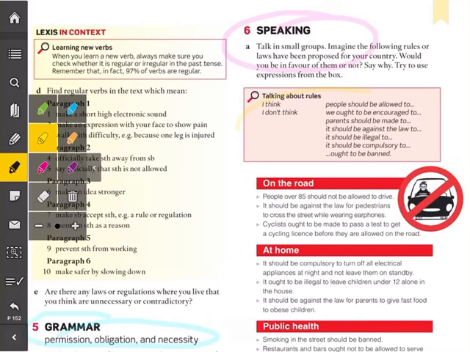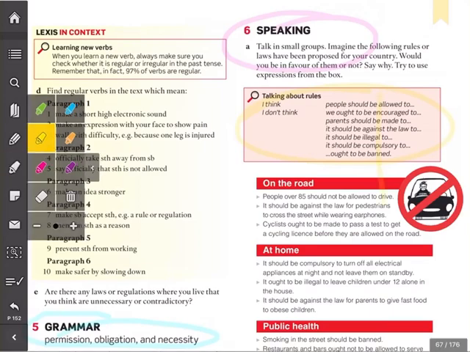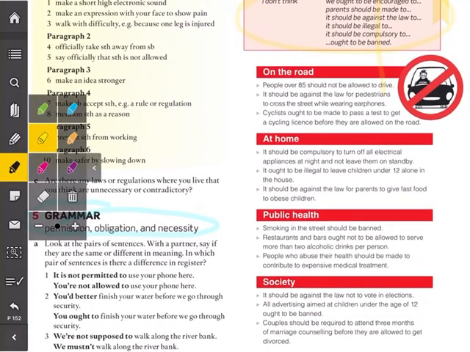Well, let's have a look at the expressions from the box. Talking about rules. I think, I don't think. People should be allowed to. We ought to be encouraged to. Parents should be made to. It should be against the law too. It should be illegal too. It should be compulsory too. Or it ought to be banned. Now, let's see. We've got on the road, at home, public health, society.